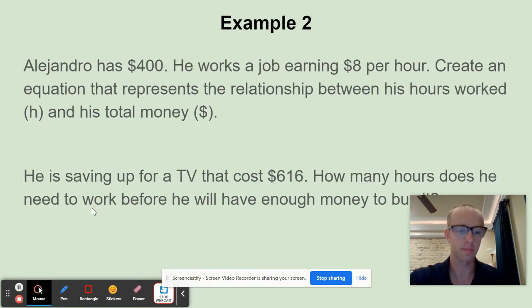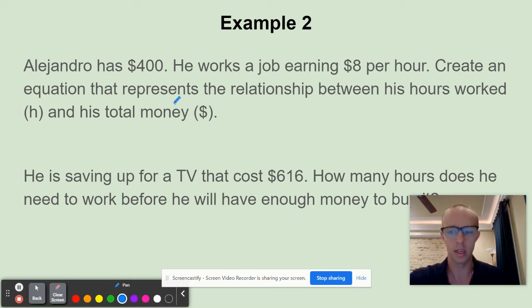All right. Let's go to example 2 here. Get a little bit more difficult. Alejandro has $400. He works a job earning $8 per hour. Create an equation that represents the relationship between his hours worked, H, and his total money, $sign.